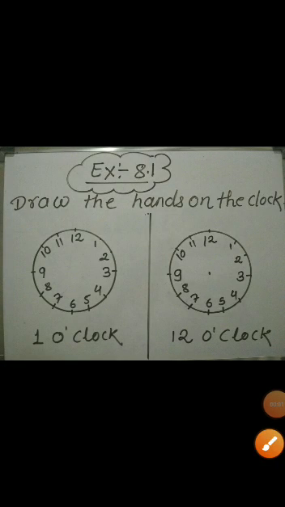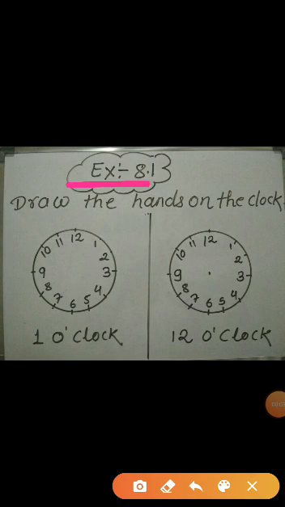Students, now I am going to discuss the exercise 8.1. Question number A. Draw the hands on the clock to show the time written below. In this question, some clock faces are shown and times are written below them. We are asked to draw the hands on the clock as per the time shown below.